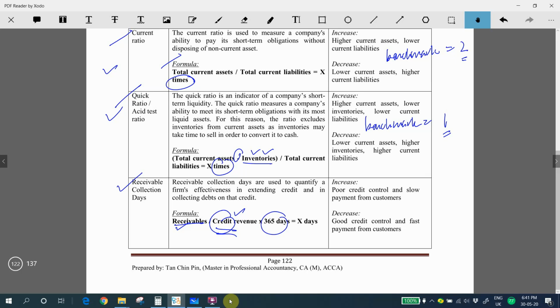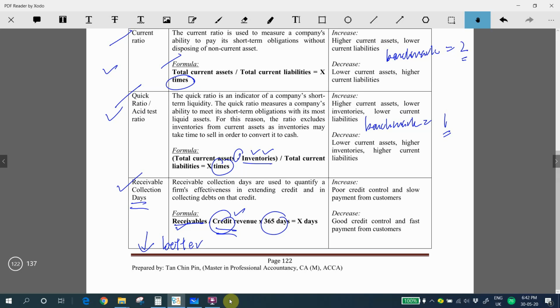So here, for receivable collection days, smaller is better. Smaller receivable collection days is better because it means that your customer pays you fast, so the risk of bad debts will become lesser and the company has more cash flow for operating purposes.